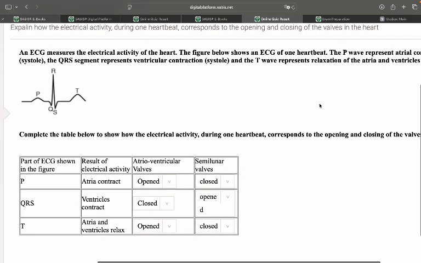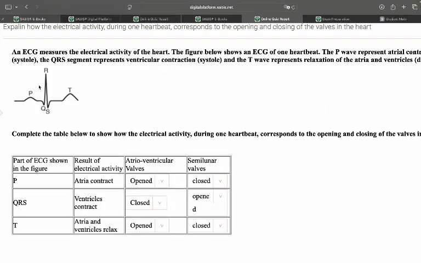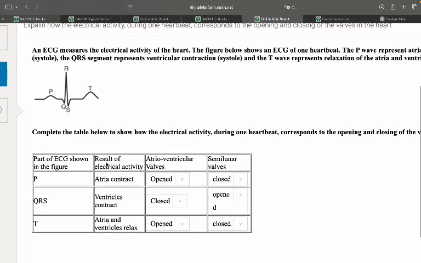Now, memorize this because you just need to know this in general. There's not much to understand about it. Just memorize how it is. So the atrioventricular valves are opened at P, and you can see it here. The semilunar valves are closed.